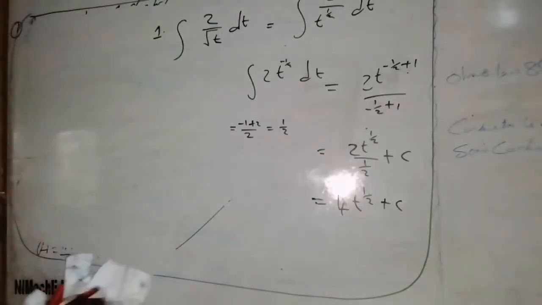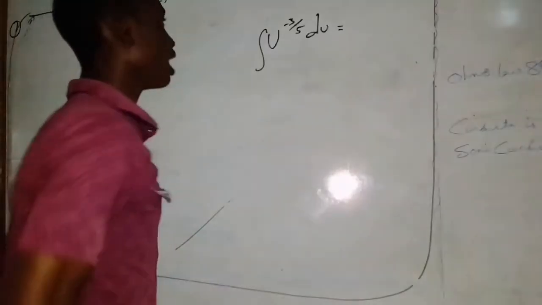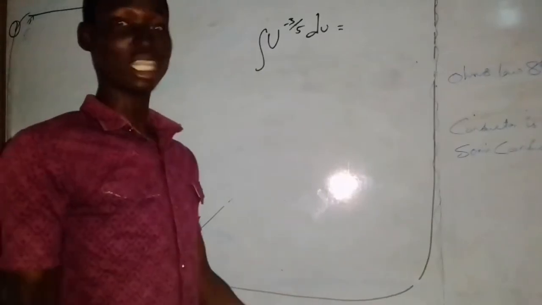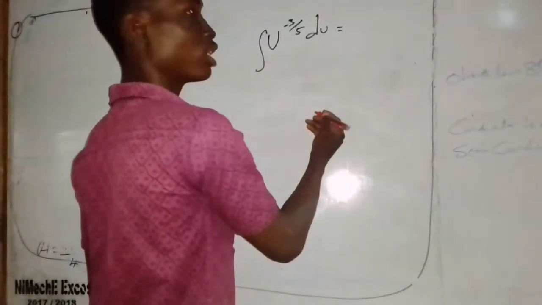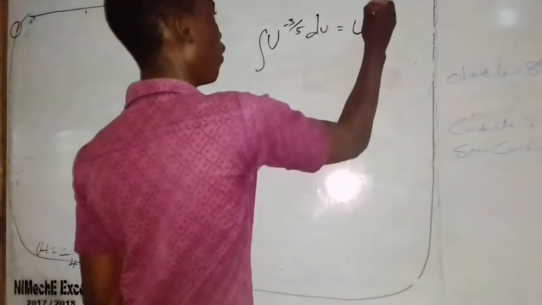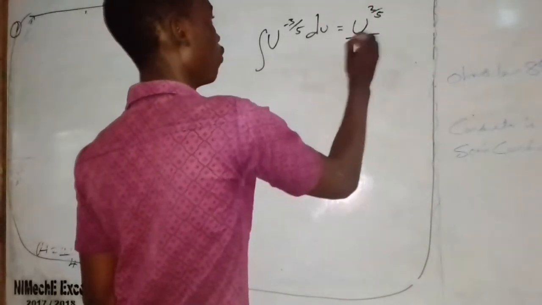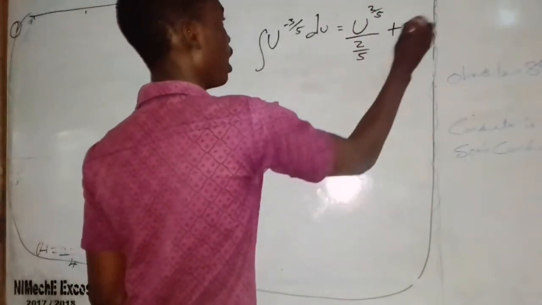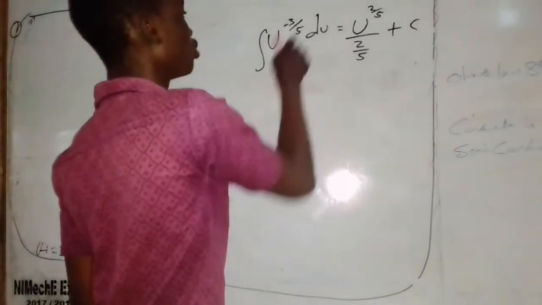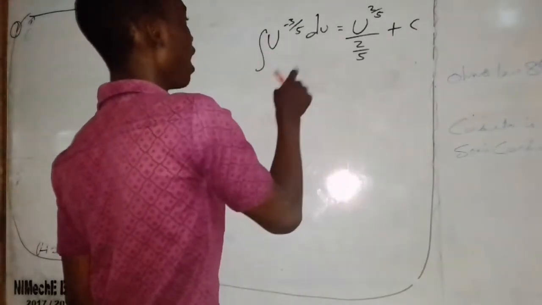For instance, now let's have another question. I have a question like this, so how do I solve it? With what I've explained earlier, my answer for this should be u raised to the power 2 over 5 over 2 over 5 plus c. Why? Add 1 to this and divide it by minus 2 over 5 plus 1.